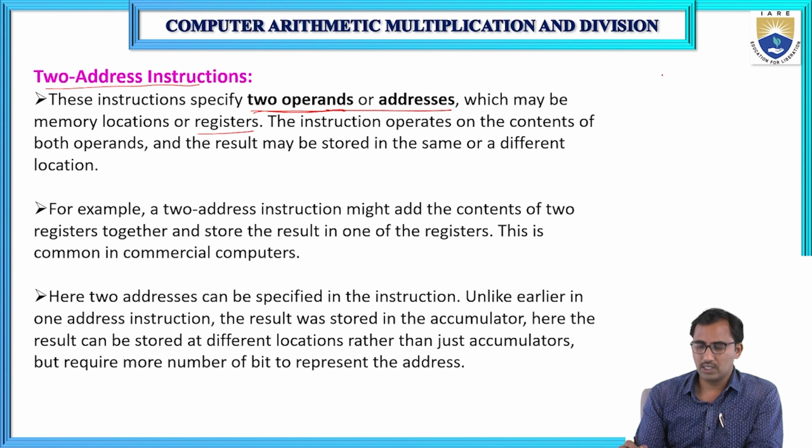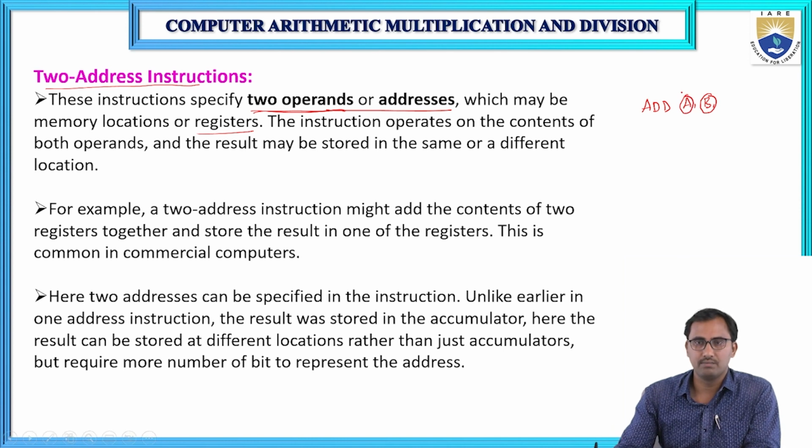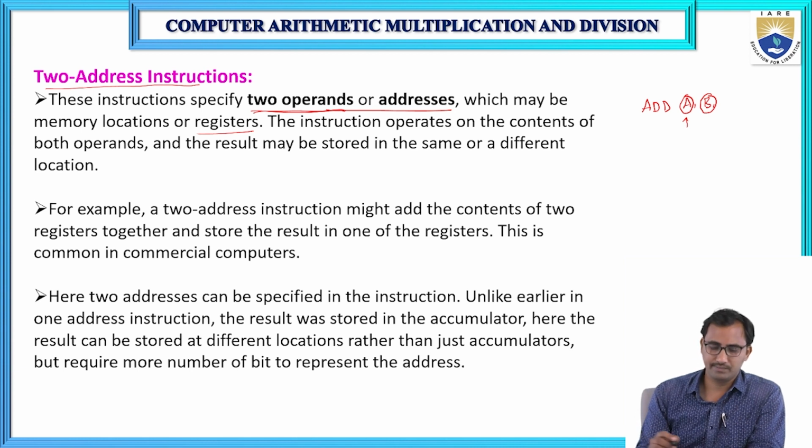So the syntax will be add a comma b. Here this is the source, this is the destination. These two operands can both be registers, or one can be a memory location and the other a register, but both should not be memory locations.